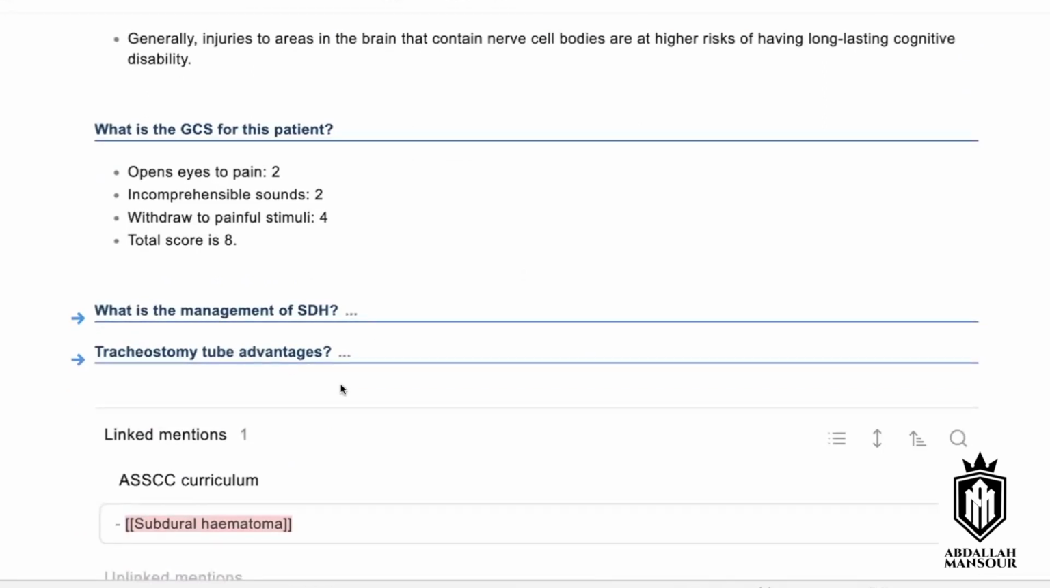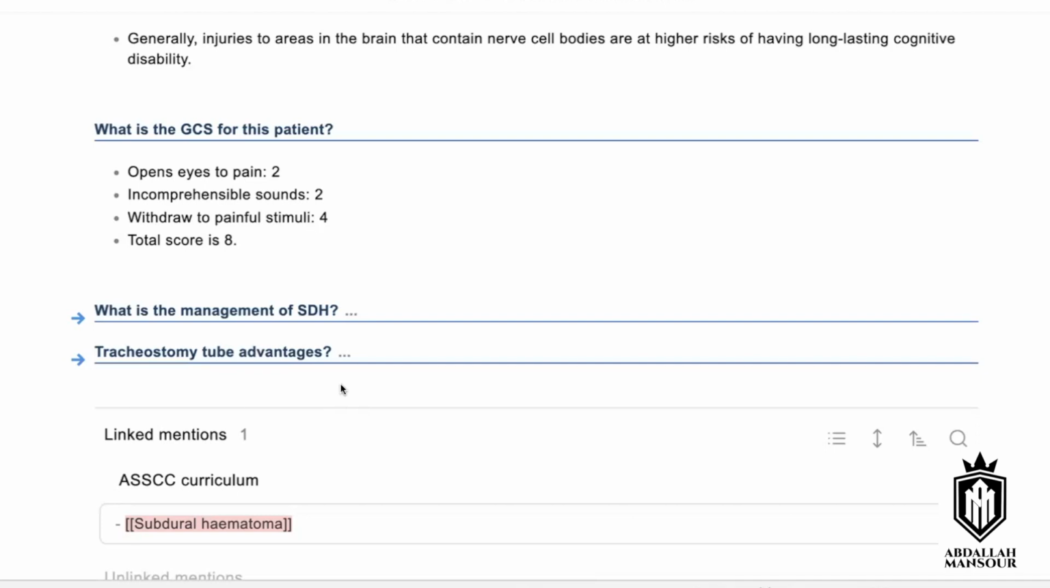Patient with subdural hematoma with a GCS of 8, you said how to manage A to E. I'm just asking about the specific management of subdural hematoma. Management of subdural hematoma, it's a surgical emergency. It requires urgent decompressive craniectomy.